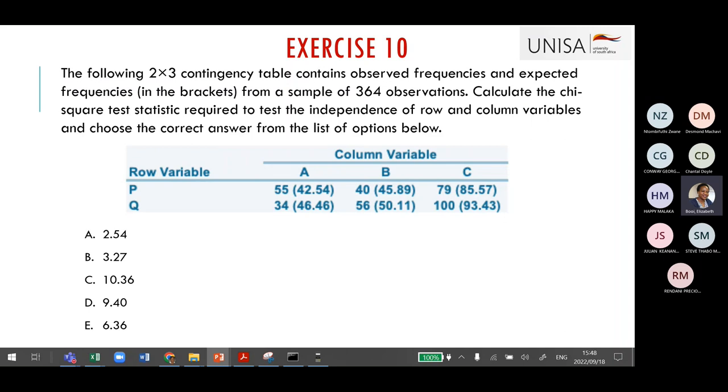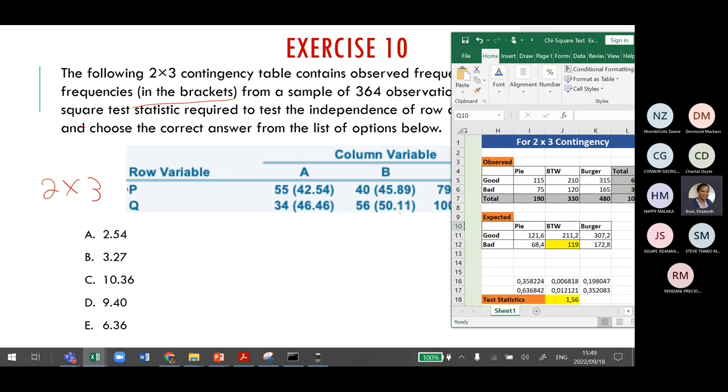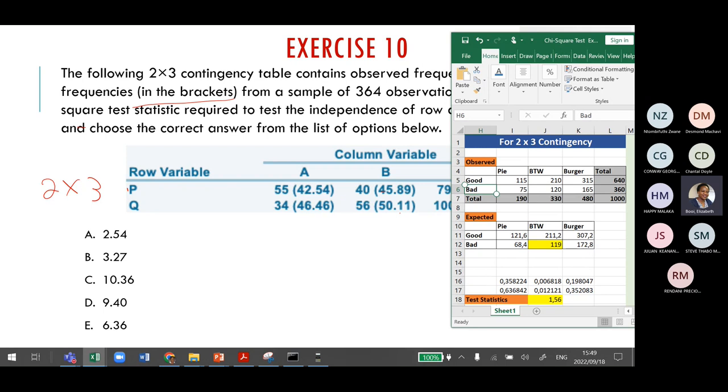Here's another question. On this one, also pay attention. If you're using the template, you should be able to get the numbers in the brackets, which they told you what they are. They are your expected values, right? Because you are calculating a chi-squared test statistic. If you take this, this is a 2 by 3 table. So you will go to the contingency table, 2 by 3, and change the values P and Q and change the values A, B, C and just capture 55, 40 and 79 onto the table, 34, 56 and 100 onto the table. All they're asking you is the last part, the test statistic.